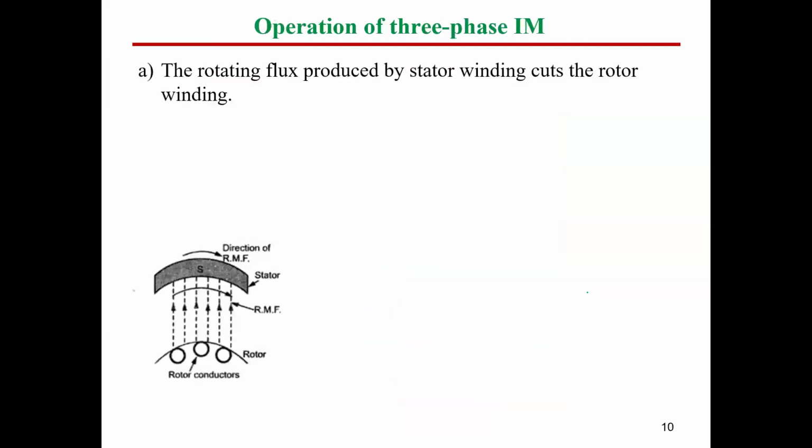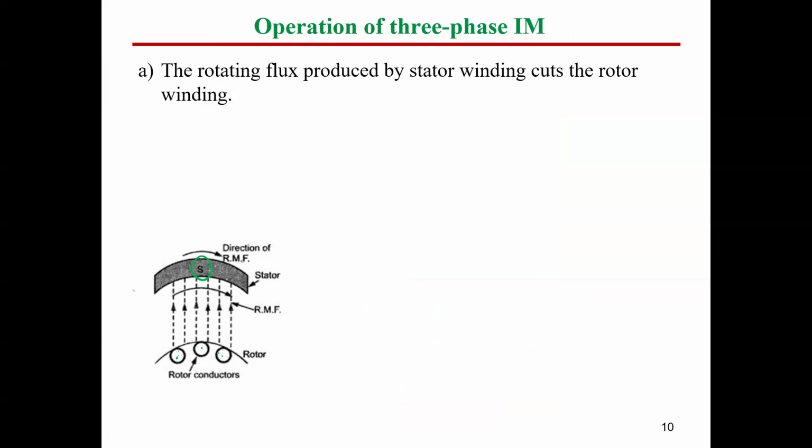So let's see that here. First, assume this is an S pole, which means we have the north pole on the other side, on the bottom. And here we have the rotor conductors. The magnetic field of the stator is rotating in this direction, so this is the rotating magnetic field direction. This is the stator core. Here is the rotor structure, and here the rotor bars.